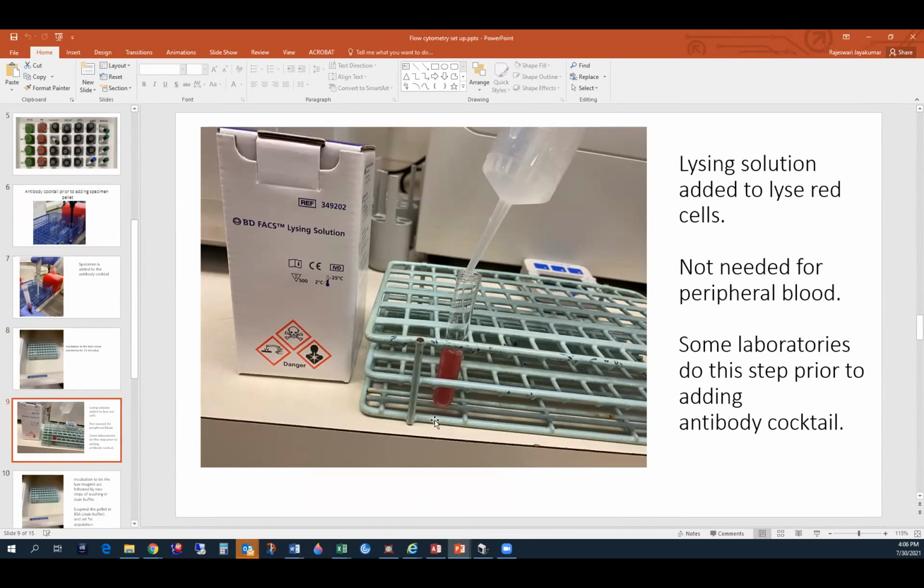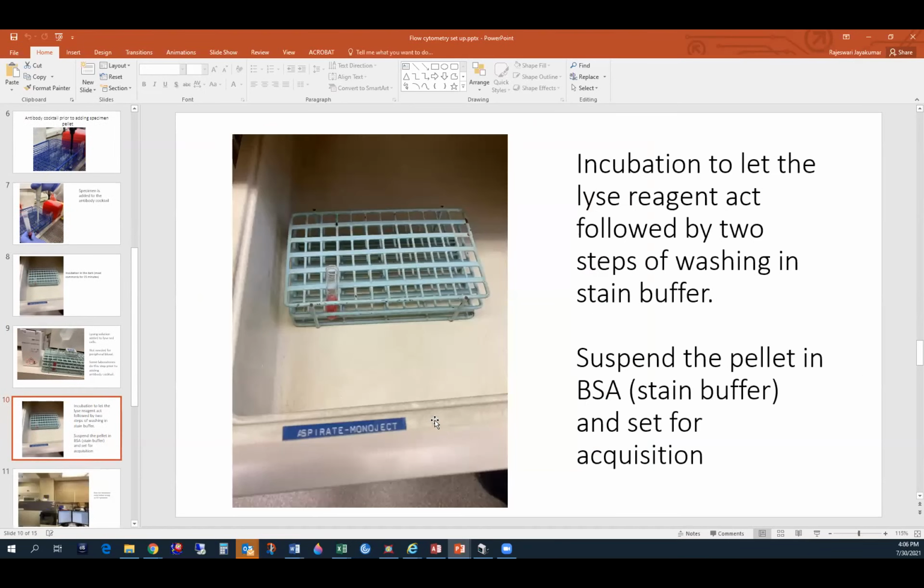Some people do the lysing step before adding the antibody cocktail. In our lab, we do it after that. And then you incubate it again to let the lyse agent act. Then once it is all lysed, you wash it twice to remove all the debris with the bovine serum albumin. And then now your specimen is ready to go into the machine.